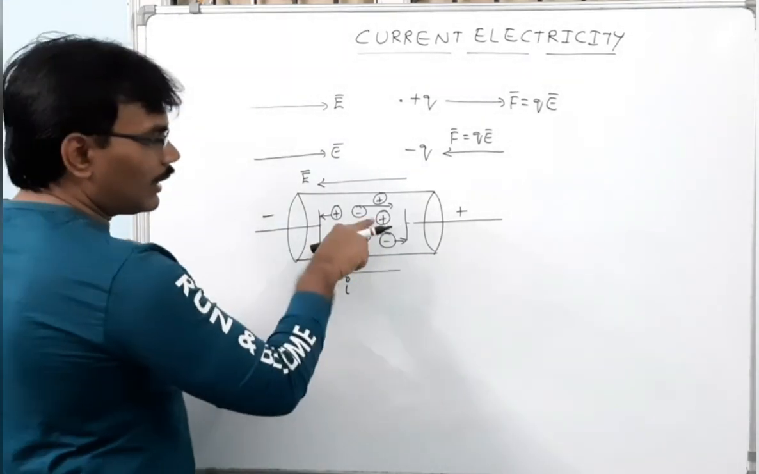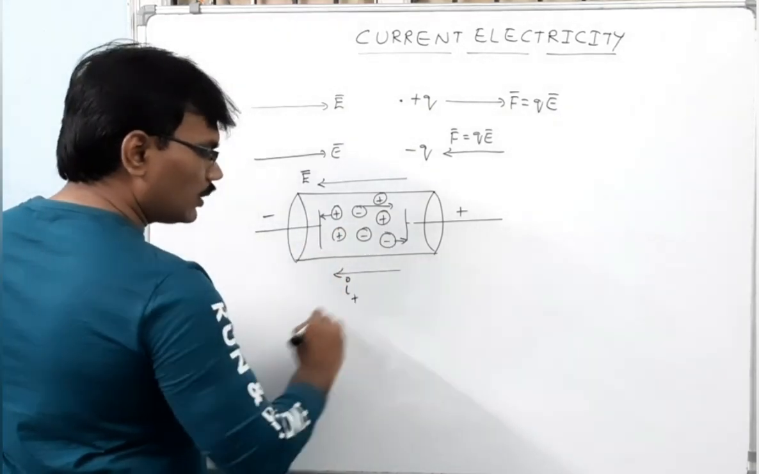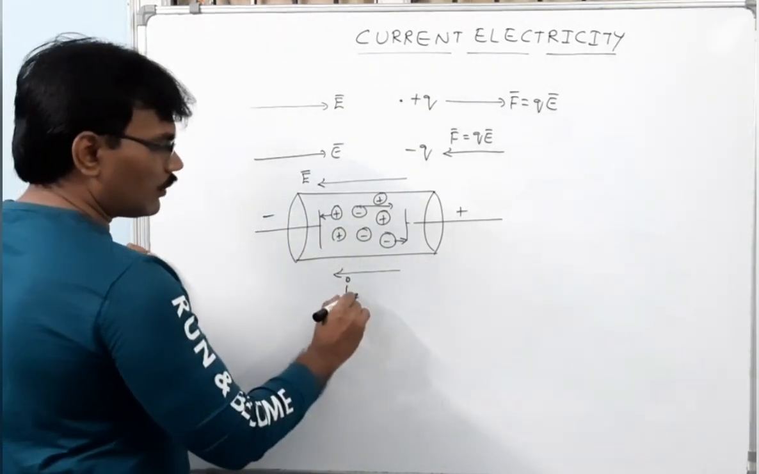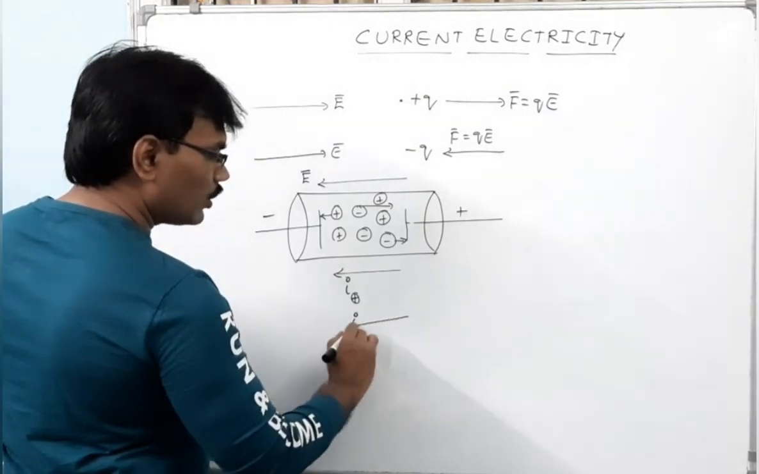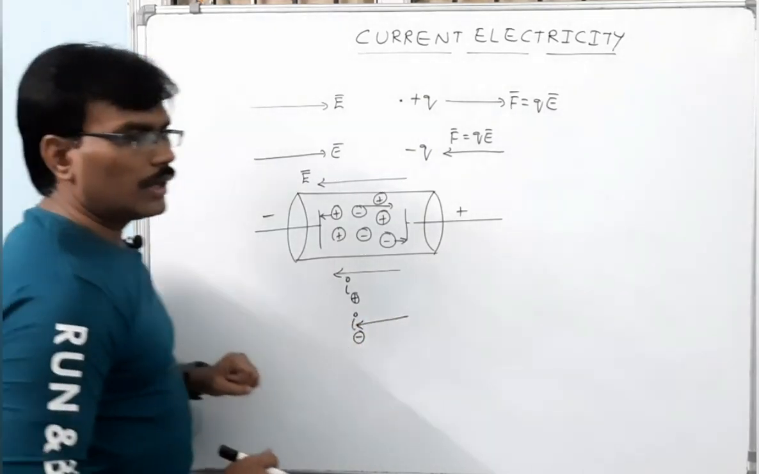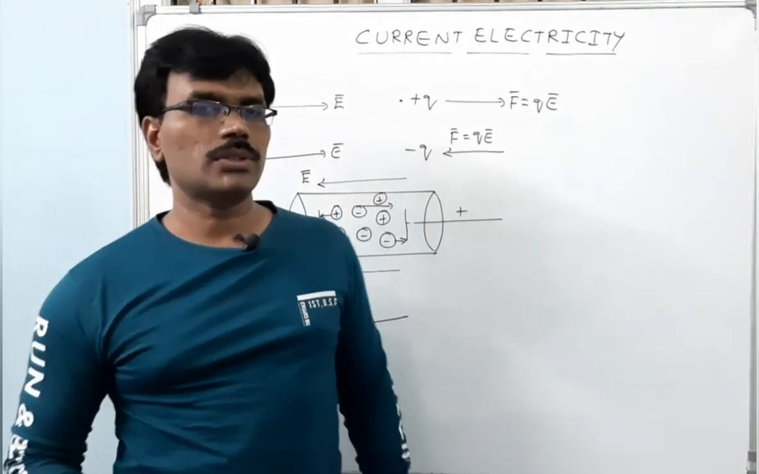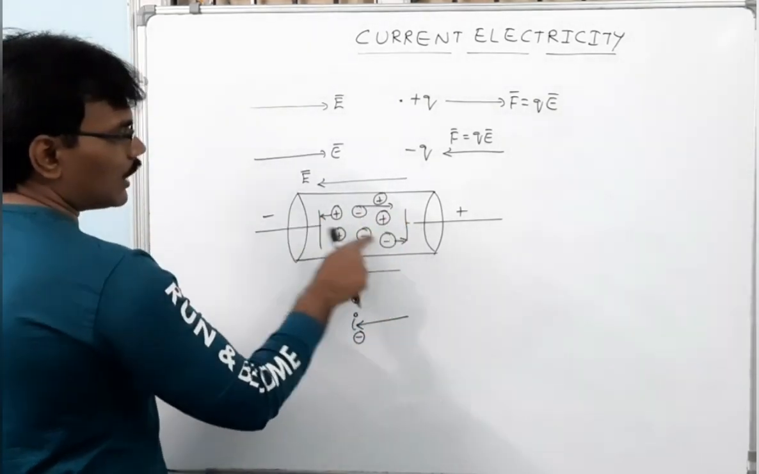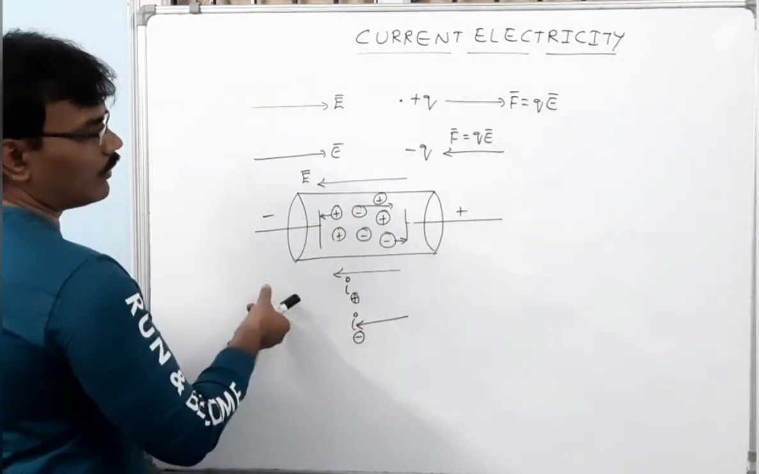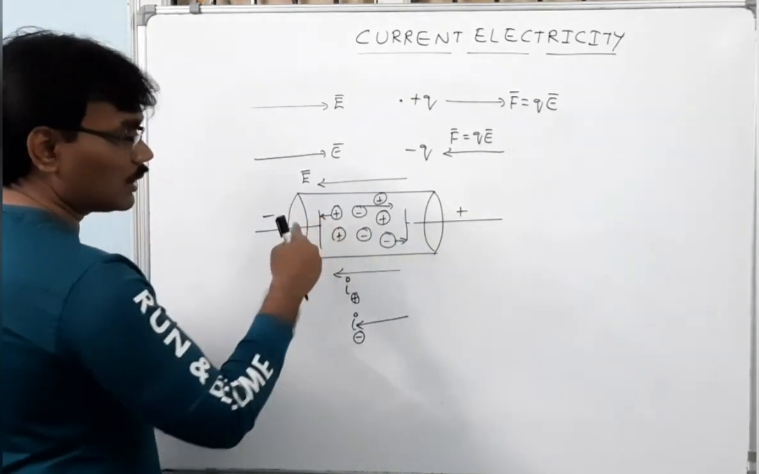But here the electrical current is coming due to both positive charges as well as negative charges. So the current due to positive charges is toward the left side, but the current due to negative charges will also be toward the left side only, because the direction of current is taken as the direction of motion of positive charges. So by convention, both the currents of positive charges and negative charges will be taken toward the left-hand side.